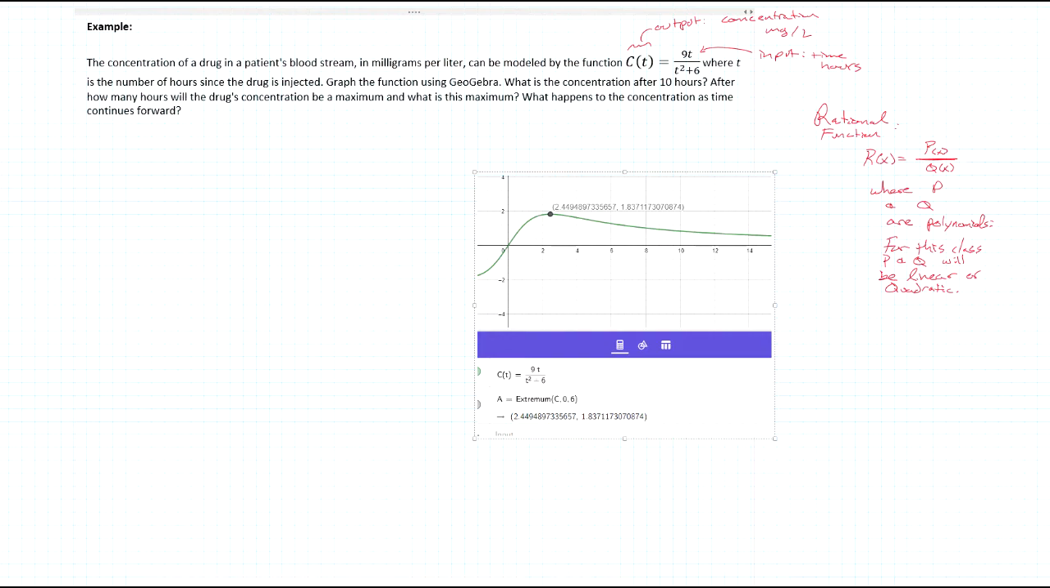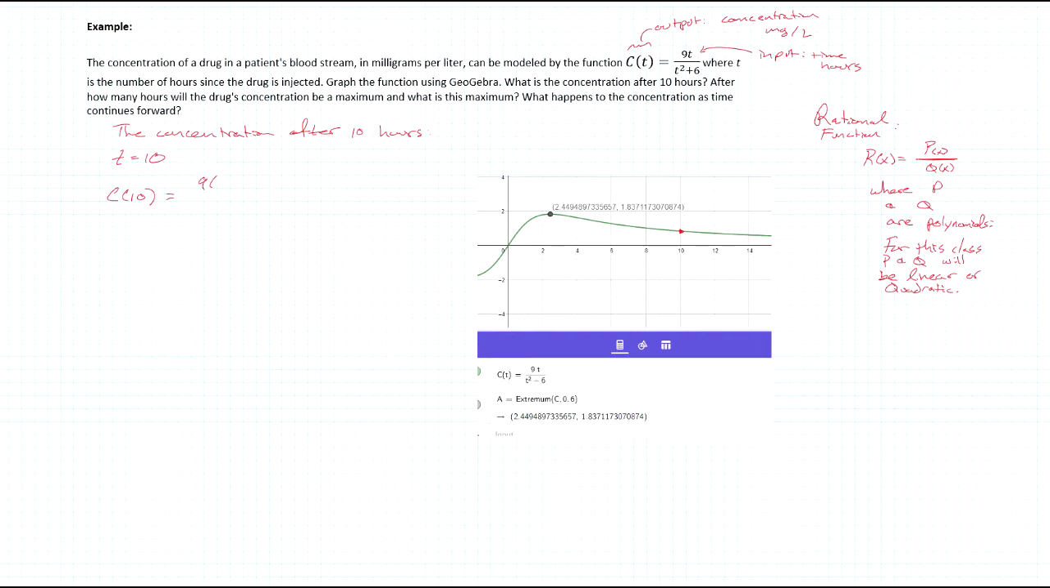So we want to know what's the concentration after 10 hours. So that's this point right here. And let's do that by hand. We can say, what is C of 10, right? The concentration after 10 hours. What we need is that the time t is 10. So we'll say C of 10, right? We plug 10 in for t.